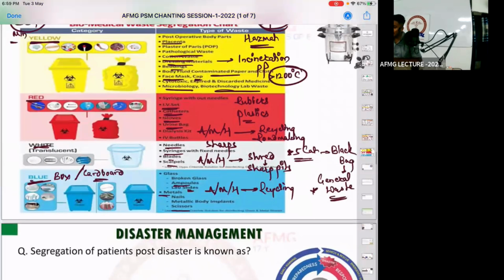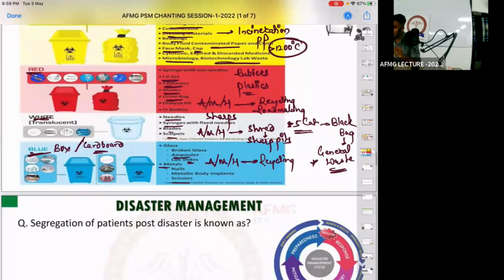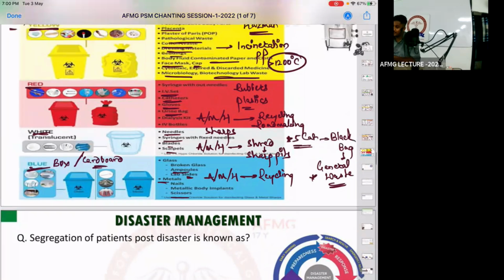Quickly. Yellow bag is disposed of by incineration at a temperature of more than 1200 degrees Celsius. Red or recyclable waste goes for recycling and road making, but first it is disinfected. Then sharps are disposed of by shredding and sharp pit. Blue box content or cardboard box contents are recycled usually. Next, important, a couple of things that have come as questions from biomedical waste.